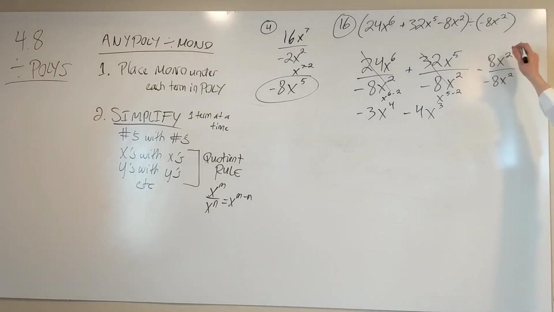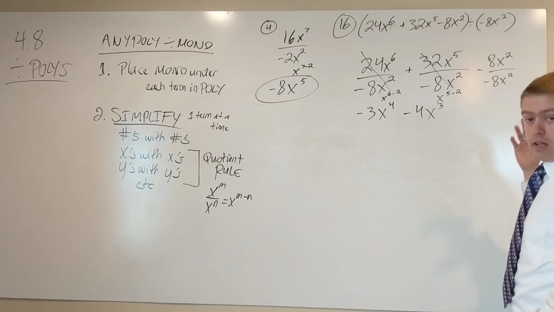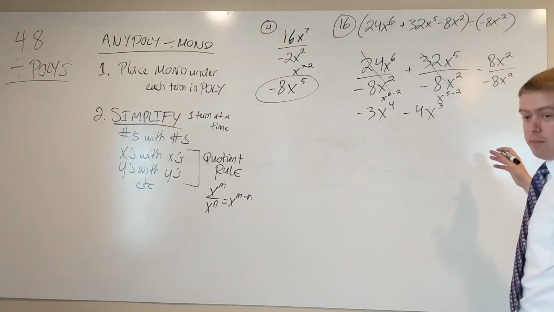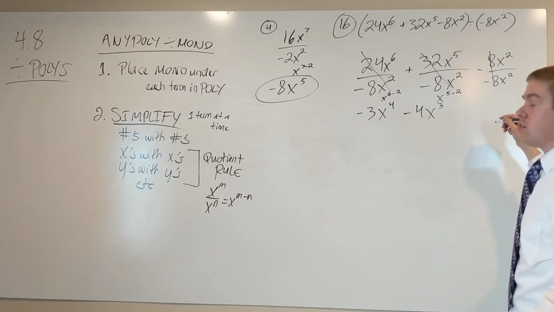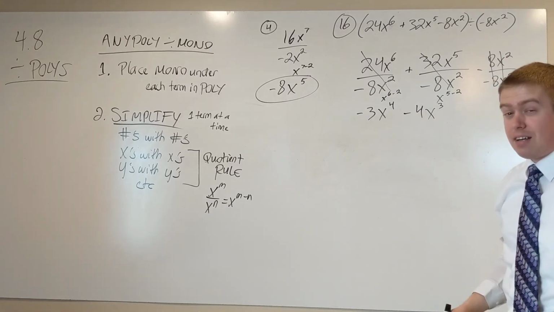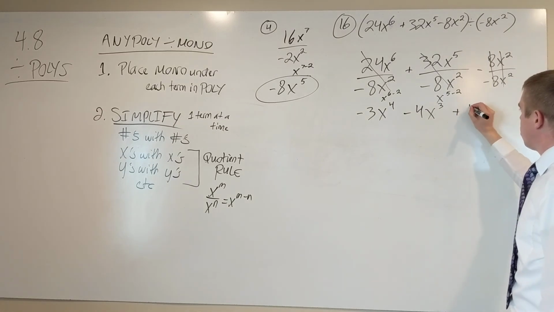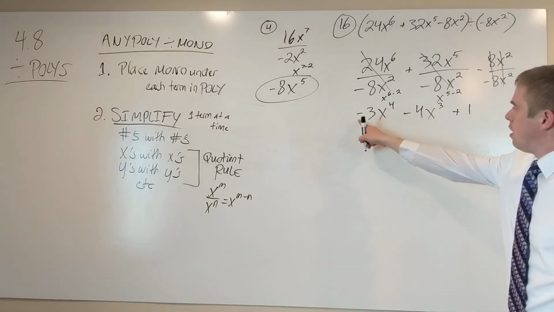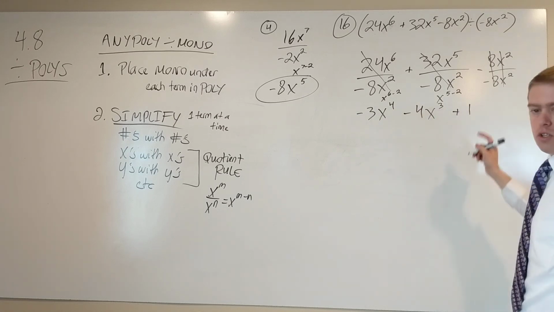Next step, negative 8x squared divided by negative 8x squared. So the negatives are going to cancel each other out, and we'll be left with a positive. 8 divided by 8, 1. X squared divided by x squared, 1. Any number divided by itself is 1. And so we are left with plus 1. And so we have negative 3x to the 4th minus 4x to the 3rd plus 1.